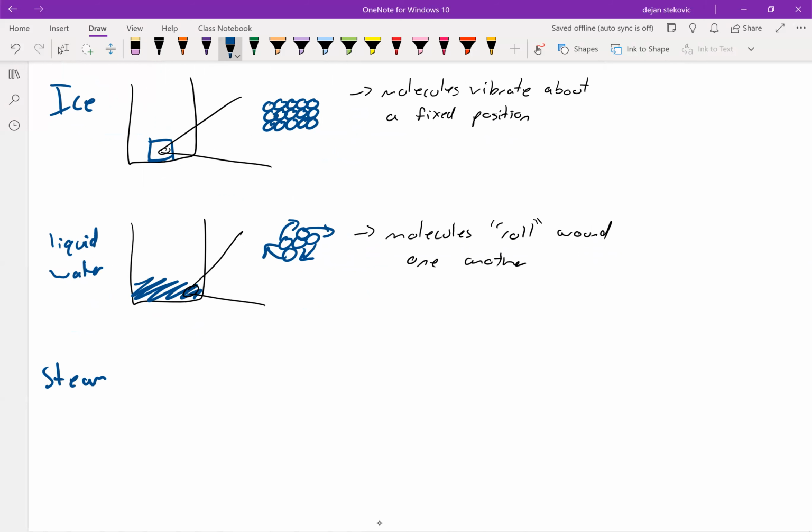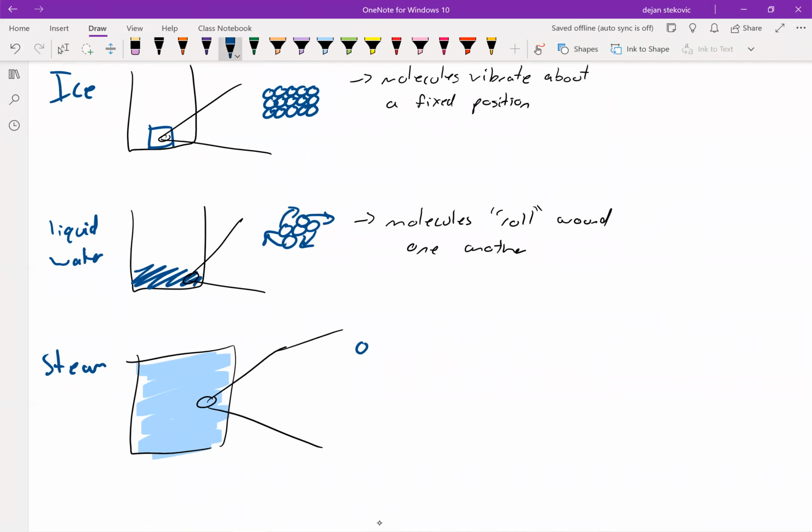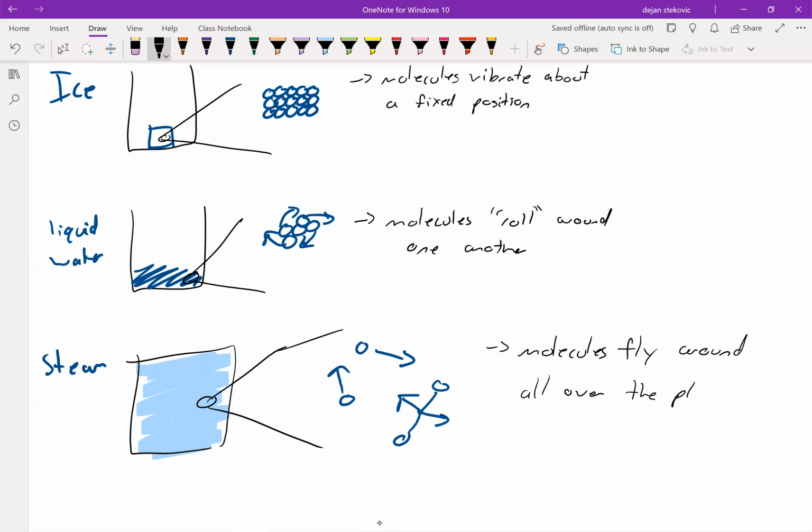And then finally, we have steam. So we're going to draw a closed container, otherwise all of our steam would leave. And so in this case, steam, it's going to take up the volume and the shape of the container. So let's think about why that happens. So again, back to our molecular level, what we have here is our molecules are just flying all around the place with a huge amount of area in between them. Sometimes they'll collide and bounce off of one another as well. So what we say for gases is that molecules fly around all over the place, right? Every now and then colliding with one another.